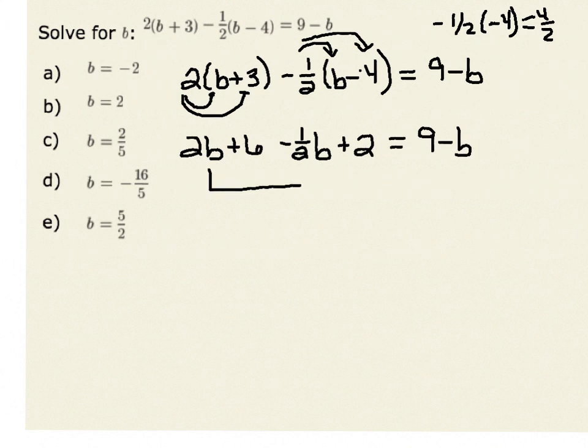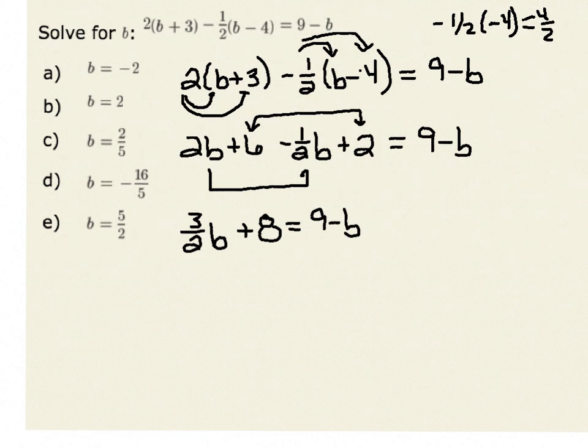The next thing I'm going to do is combine like terms on my left-hand side. I have 2b minus a half b, therefore I have 3/2 b, and I have 6 plus 2, which is 8. That's the same as 9 minus b.